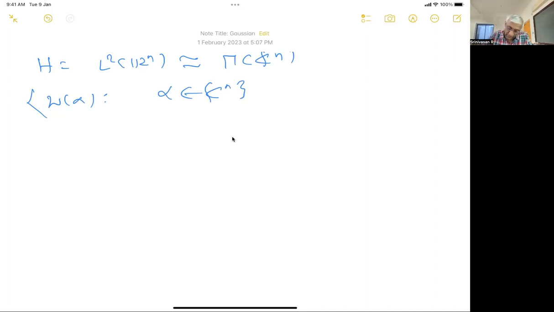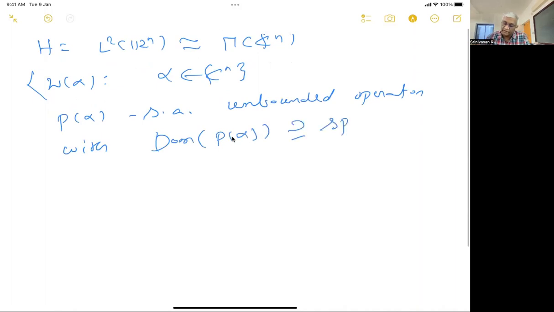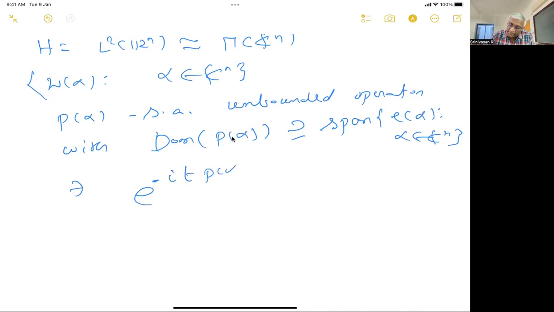P alpha, a self-adjoint unbounded operator, with domain of P alpha containing the exponential domain, which is the span of E of alpha, alpha in Cn. We have these exponential vectors, and you take the span of that, and that is contained in the domain. This is not actually equal, but the domain is much bigger than that. Such that e power minus i t P alpha is our W of t alpha. And this P alpha also satisfies this commutation relation, which we will recall whenever we need.